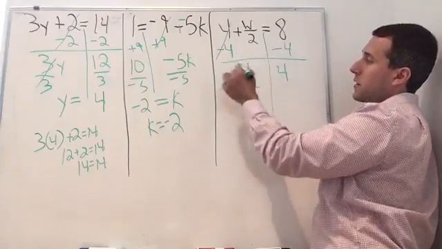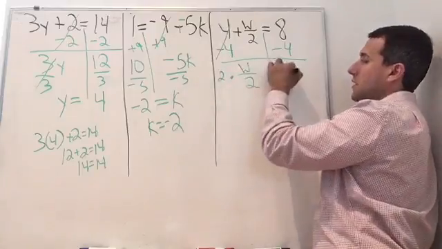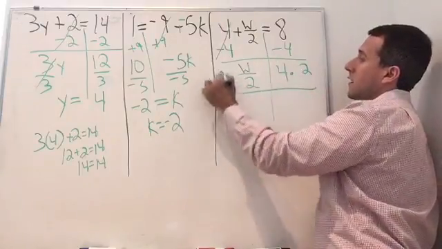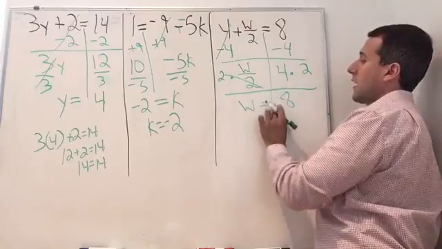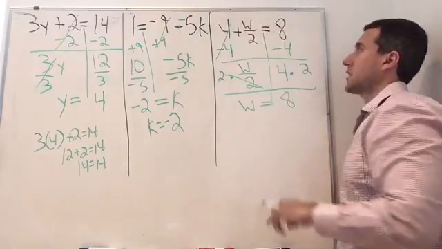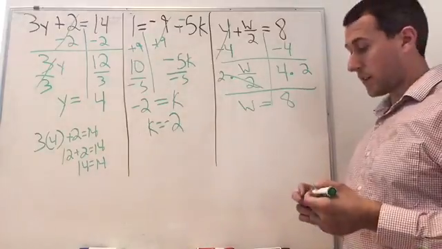I have this w divided by 2, so I need to multiply, do the opposite to get that. That cancels, and it leaves us w equals 8. Again, if you were to plug this in, it'd be 8 divided by 2, that's 4, plus 4 equals 8.